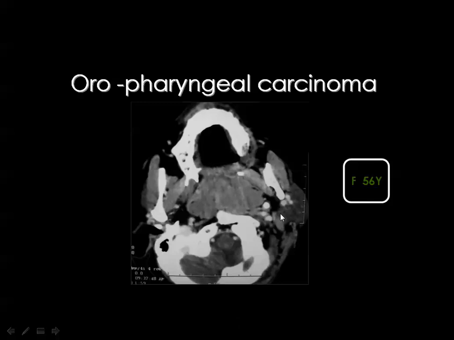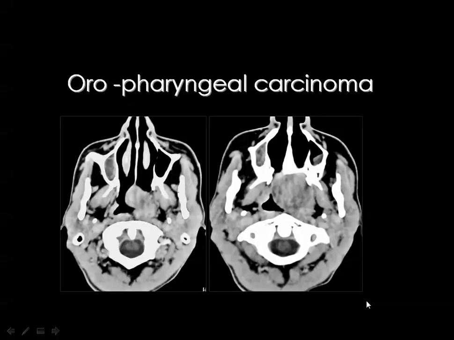You remember, any mass arising medial to the parapharyngeal fat should be considered as carcinoma, whether it is present in the oropharynx or in the nasopharynx. And this is an oropharyngeal carcinoma, almost obliterating the oropharyngeal air column on the medial aspect of the parapharyngeal fat on the left side, and is also encroaching on the opposite parapharyngeal fat.